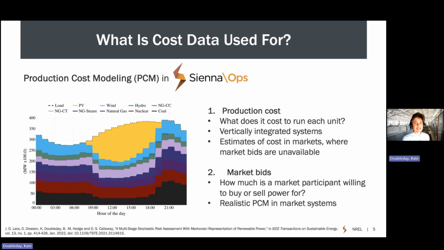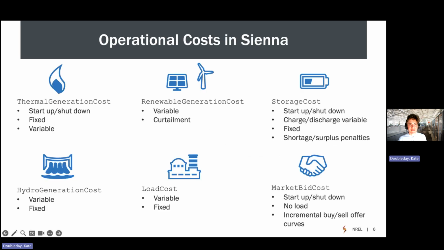So within Sienna, there are 6 different operational costs structures available. The first 5 of which are more the production cost model. So for each technology class, thermal, renewable, storage, hydro, and loads, there are typically fixed and variable costs available to model, as well as certain technology-specific costs, such as the thermal startup shutdown cost, renewable curtailment, and various storage costs.